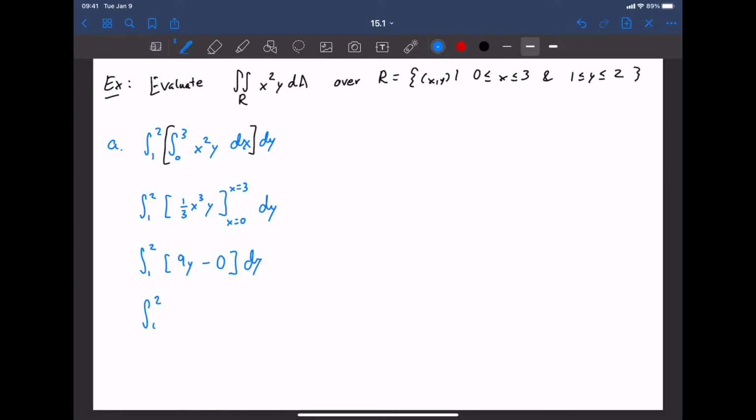And so really all we're left with is a Calc 1 problem. If you do this right, this should only have y's and constants in there. If you've done the integral correctly, there should not be x's anymore because you've evaluated all the x's in this step. And now we're just going to get 9/2 y squared, evaluated from 1 to 2, which is 36 over 2 minus 9 over 2, or 27 over 2.